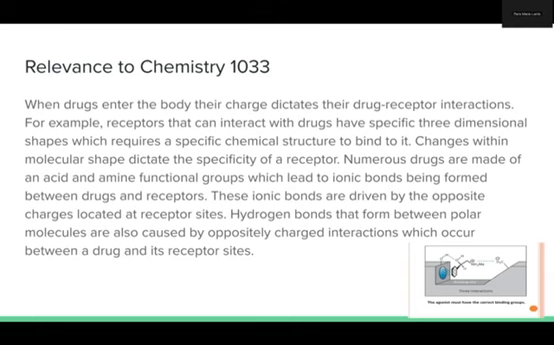Hydrogen bonds that form between polar molecules are also caused by oppositely charged interactions, which occur between a drug and its receptor site. And this is the information that we found that helped relate our question of why so many drugs resemble the structures of serotonin and dopamine to Chem 1033.